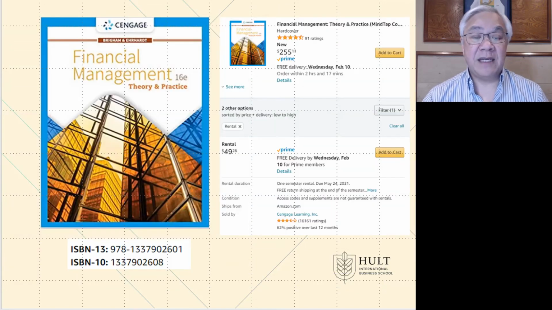The book we've selected is Financial Management by Brigham and Ehrhardt, and you'll find the ISBN number here. Also, it's in my courses in the module section. And the new book would cost $255. However, given the short duration of our course, it's probably wise to rent the book for $49, and you'll find this on Amazon.